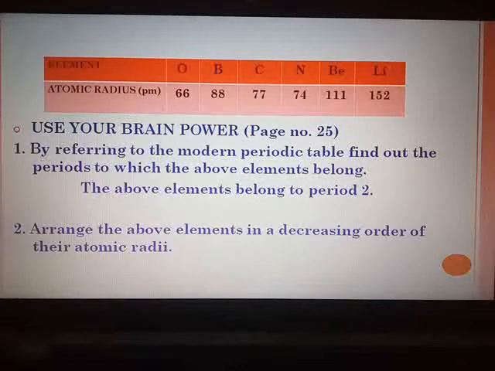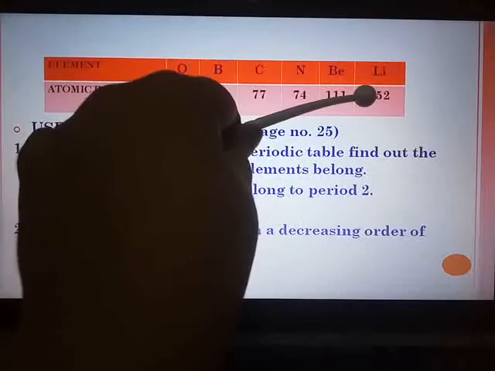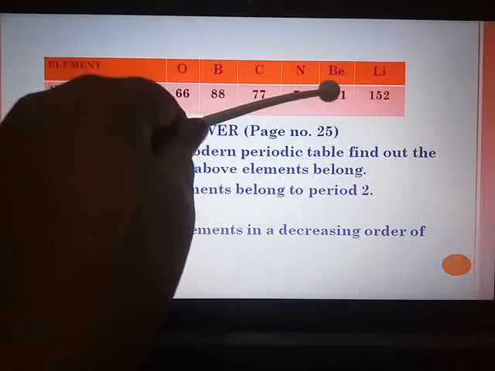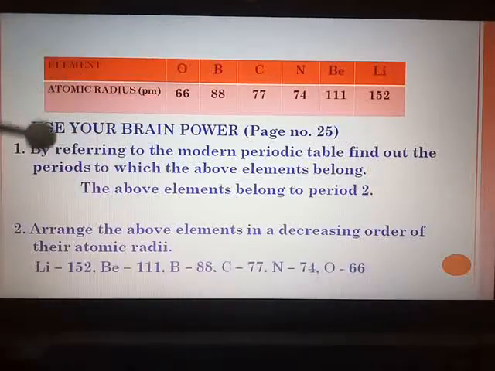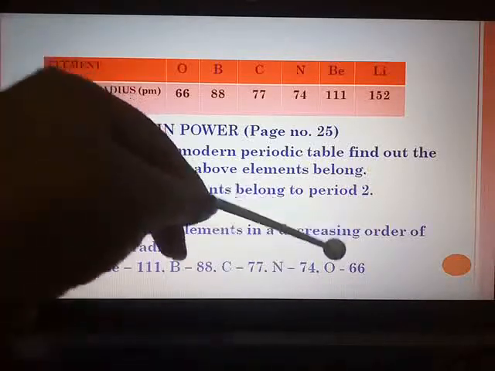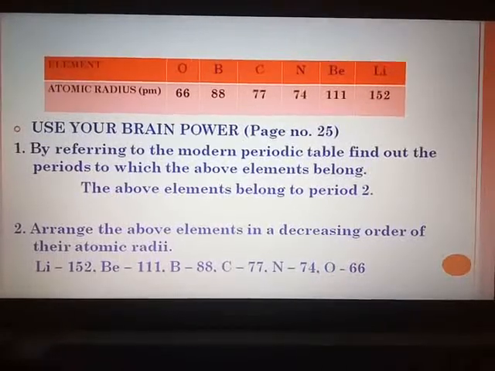Next question is, arrange the above elements in a decreasing order of their atomic radii. Decreasing means descending, as you have studied in the lower standards. So in decreasing order, the highest one will come first. So first will be lithium. With atomic radii you have to write lithium 152, followed by beryllium 111, then boron 88, then carbon, then nitrogen and oxygen. You can write it in the vertical way also, but while you are writing, compulsorily you have to mention its atomic radii.